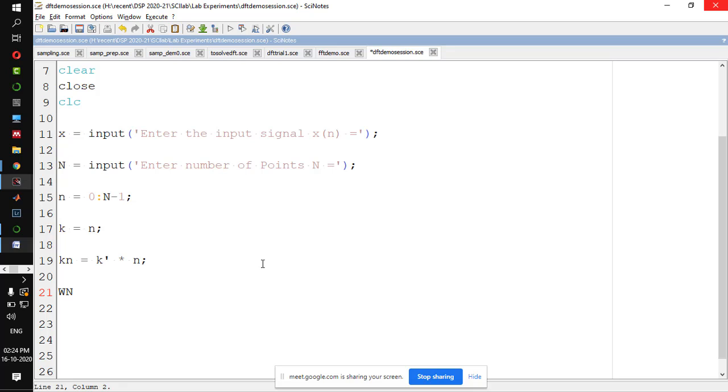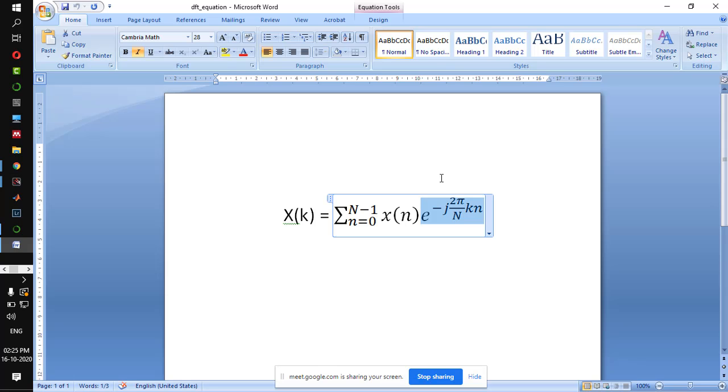So the twiddle factor W_N is equal to exp, e power minus i into 2 into pi by capital N. One thing, it is minus i multiplied with 2 pi by N. Fine. So this is our twiddle factor, and this has to be multiplied.